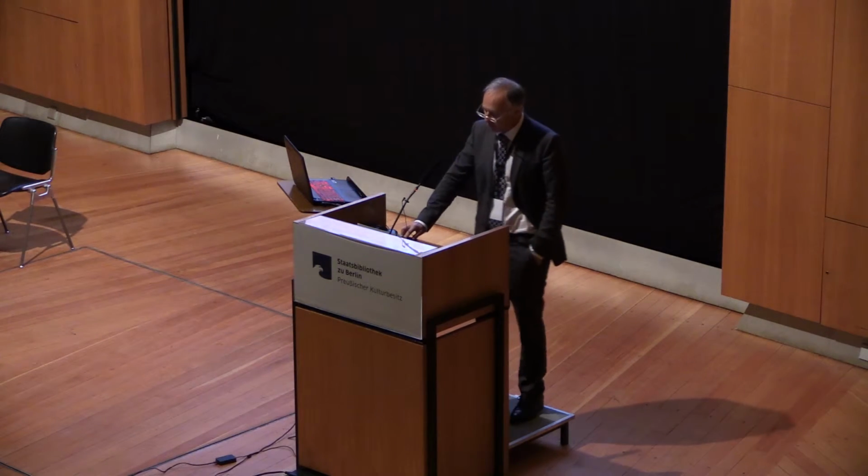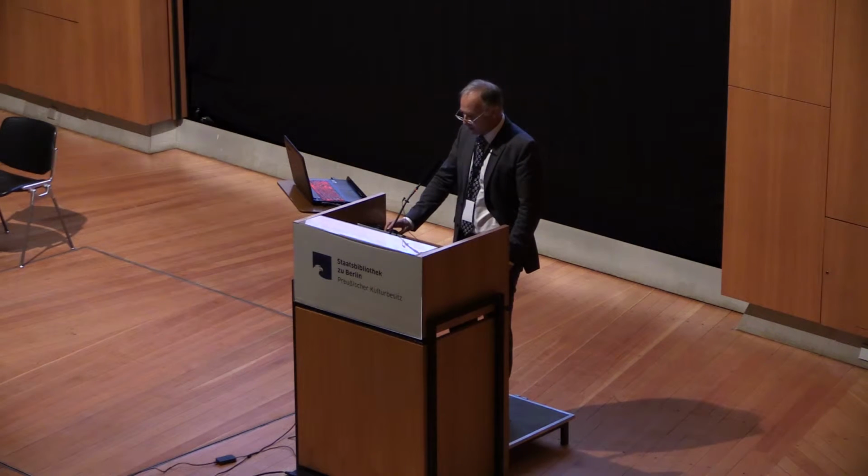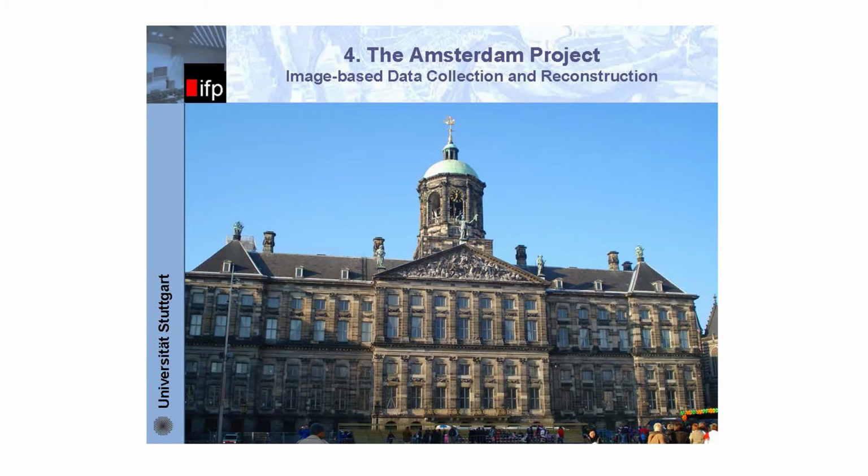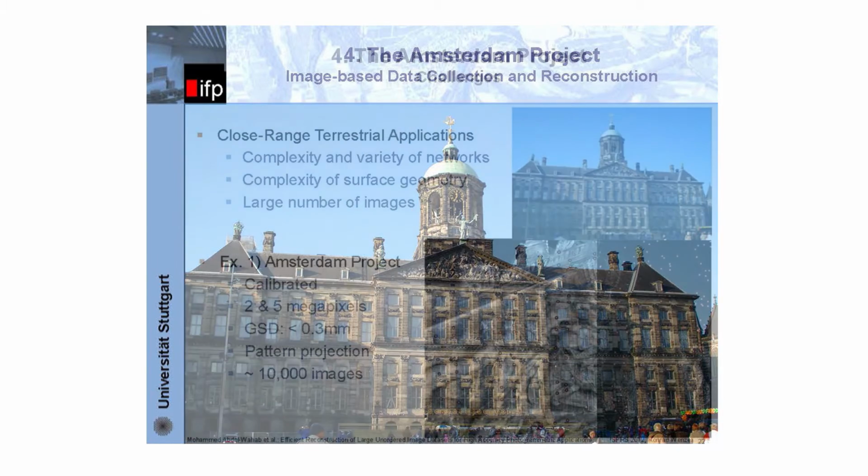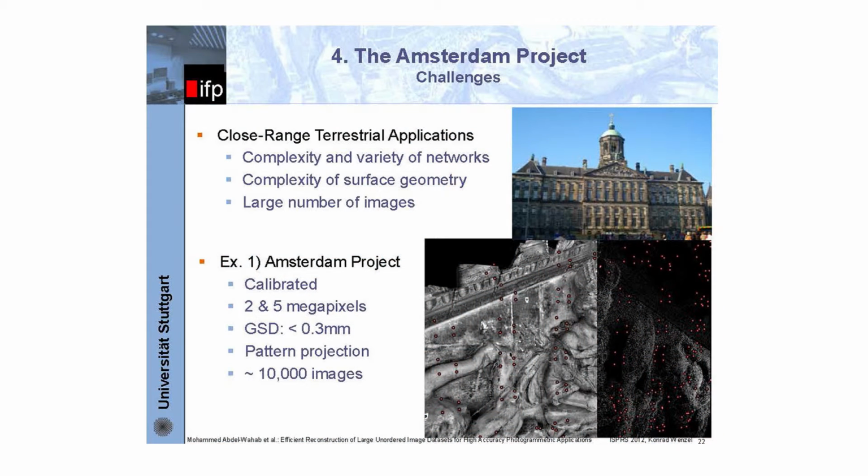So we did a lot of projects in Stuttgart. The first one was in 2011. We did it together with Erwin Christofori, who is also here in the audience. Here we had to map the tympanum on the west and on the east facade of the Royal Castle in Amsterdam. This is about 30 meters wide, and the height of the tympanum is 6 meters. Here we have taken 10,000 images for every tympanum, and we processed everything.